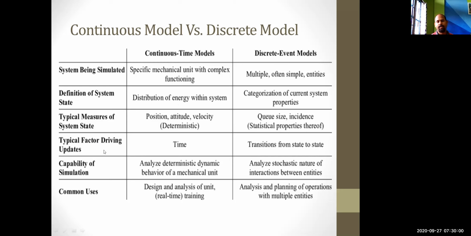Then the next point is the typical factor driving updates. In continuous modeling, time is the main factor, which is driving the whole system, based on time. And discrete event modeling is actually based on states. It's changing from one state to another, from another state to another. You might have seen a binary counter. That is purely a discrete event model.